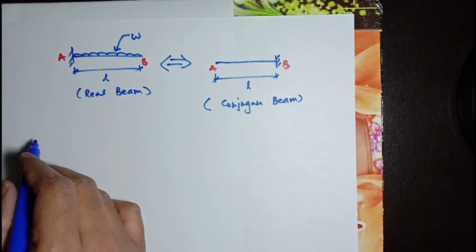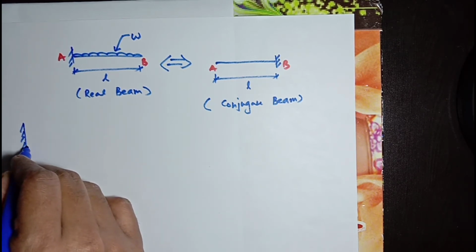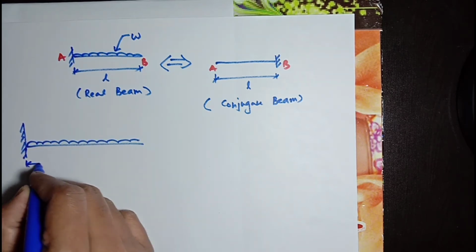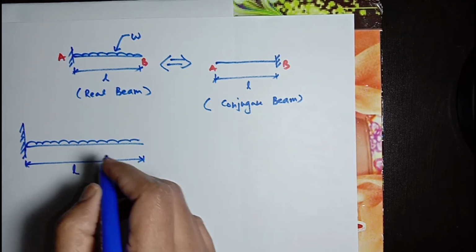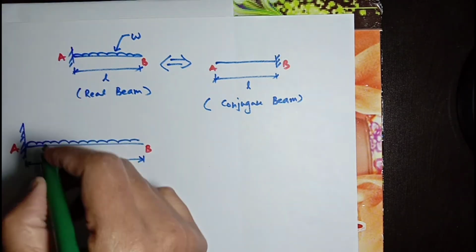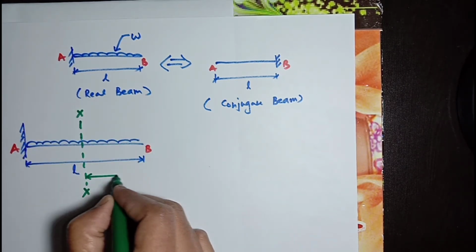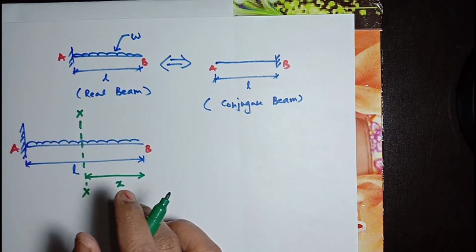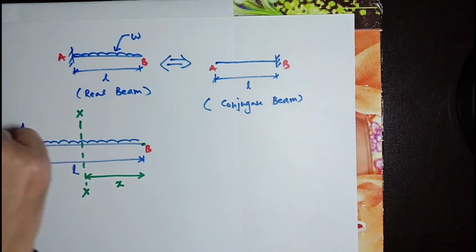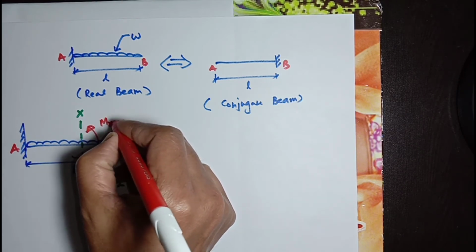This is the real beam. I am showing you in a larger view. The length is L. This point is A and this point is B. We are taking a section XX to find the bending moment diagram. This section XX is at a distance X from point B. So the general bending moment will be MXX.